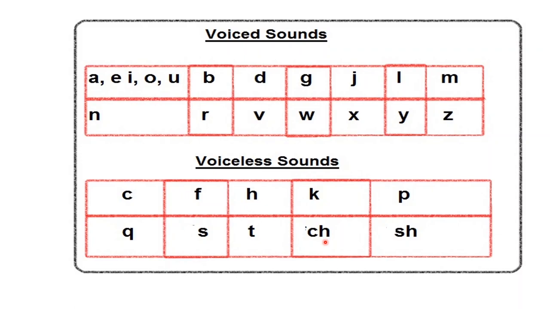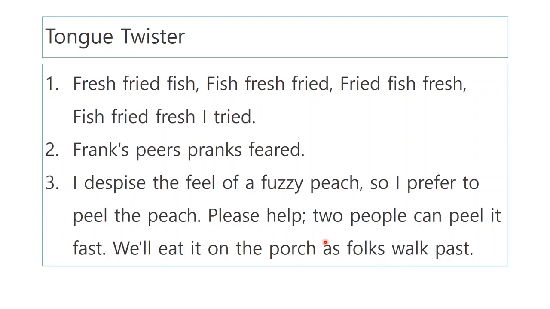This is practice. I want you to read along and try by yourself. We'll start slow. This helps when we do tongue twisters. Fresh fried fish, fish fresh fried, fried fish fresh, fish fried fresh, I tried. So we see the fr, fr, fr. Fresh fried fish, fish fresh fried, fried fish fried fresh, I tried.